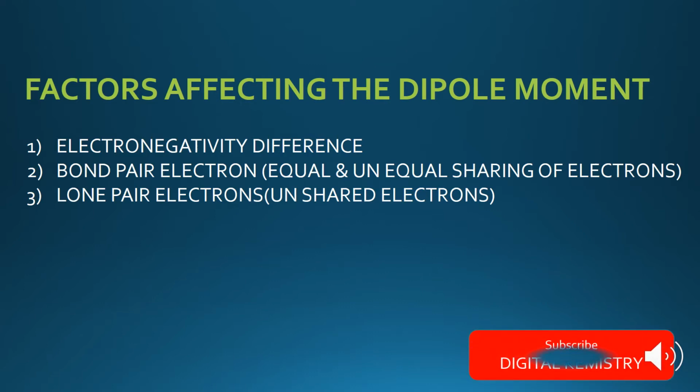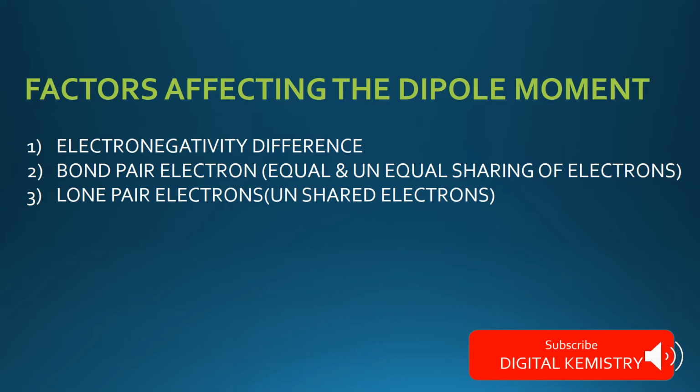Factors affecting the dipole moment. First is the electronegativity difference. If there is an electronegativity difference between the two atoms of a molecule, then it will result in a dipole moment value. Second is bond pair of electrons with an equal and unequal sharing of electrons.